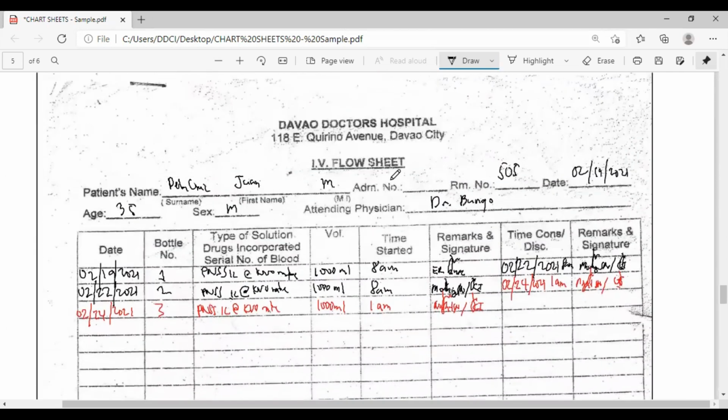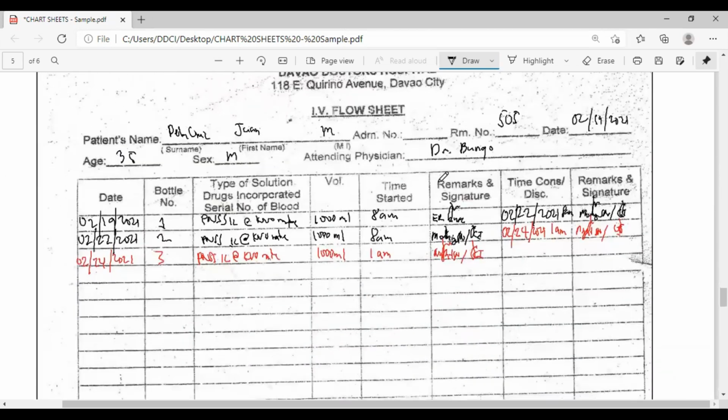Then we have our IV flow sheet. So here you can see that we have plain NSS at KVO rate. Then after February 22, it was consumed, and then the morning nurse followed up with the same plain NSS. So as you can see, if it's the same plain NSS and same rate, you have here bottle number 2. Okay, then 1000 ml around 8 a.m. Then the morning nurse made a signature.